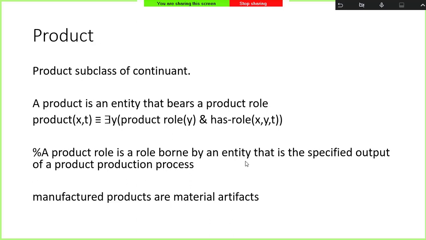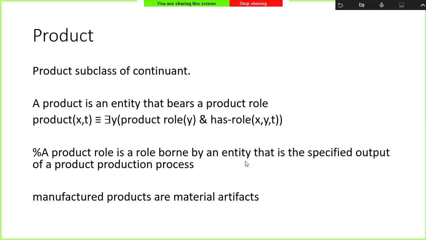So a product is a kind of continuant, which is a role case again. So stuff which has been thrown on the trash at the end of its useful life is no longer a product. Products are products only for part of their life cycle. And to be a product, to have the product role, in other words, is to be an entity that is the specified output of a product production process.